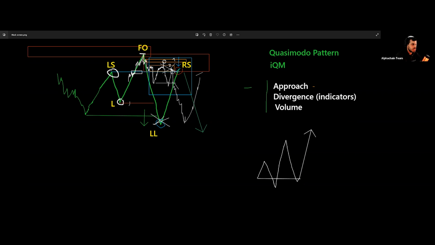So pay attention as well if inside this level there are orders or not. It's much better if you actually see and have a fresh supply. It's even better if you have actually a Quasimodo, a smaller Quasimodo inside there. It becomes so much stronger, the probability of working.